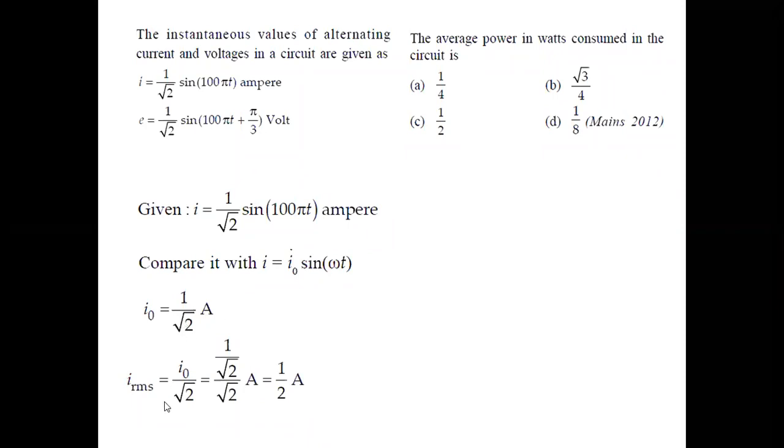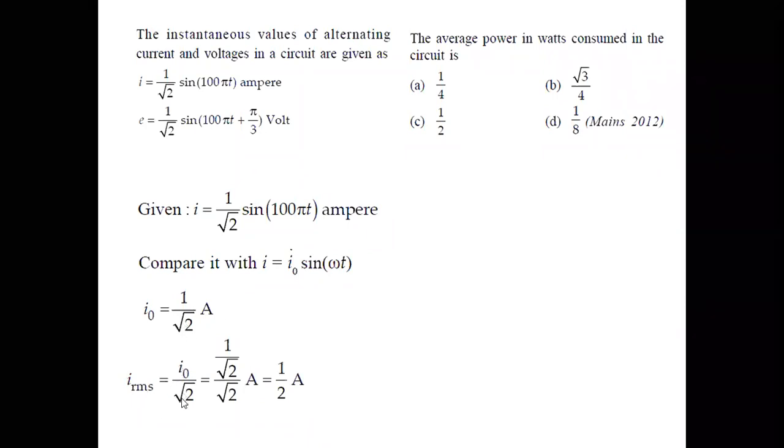First check, I naught equal to 1 upon root 2. You have the formula here: your I_RMS is given by I naught upon root 2. I naught means 1 upon root 2. 1 upon root 2 into 1 upon root 2 becomes 1 by 2 ampere. So similarly, I got I_RMS.